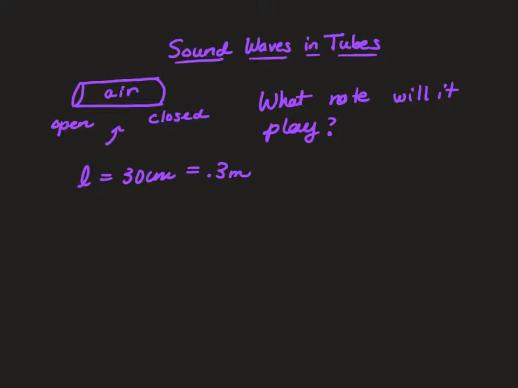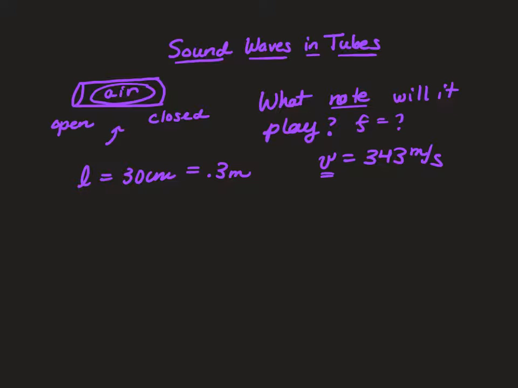The most important thing you need to remember, other than that we have air inside the pipe, and we can assume for this problem it's room temperature air. If it's not room temperature air, you'll be told otherwise. We know the velocity of the sound wave in that case is going to be approximately 343 meters per second. So we know the velocity. We want the note, so we want the frequency, but in order to get the frequency, we need the wavelength.